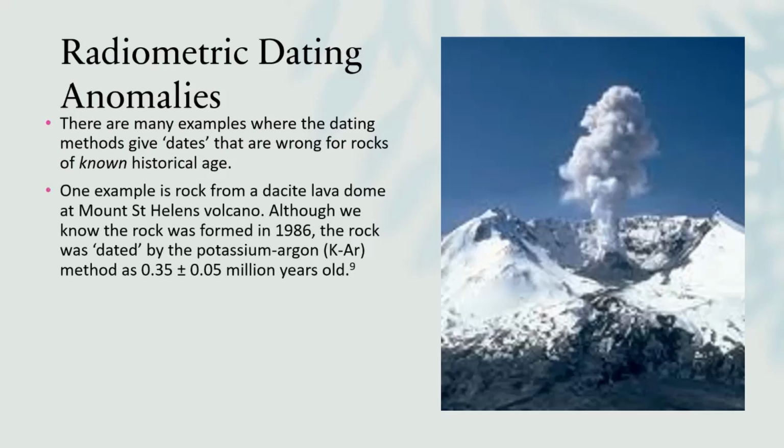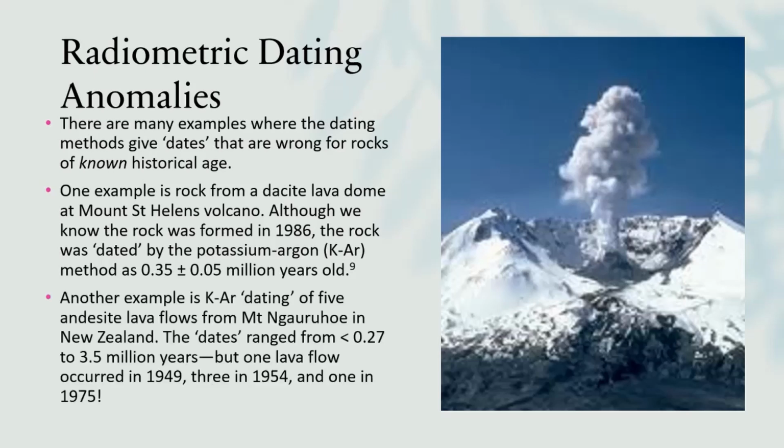An example is a, boy, I don't know how to pronounce that, dacite lava dome. I guess I'm going to have to look it up. I usually do look up everything to make sure I'm very clear on what I'm talking about. At the Mount St. Helens volcano, although we know that the rock was formed in 1986, the rock was dated by the potassium-argon method, which is typical for lava flows. That's what you use. The method said that it was 0.35 plus or minus 0.05 million years old. Way, way off.